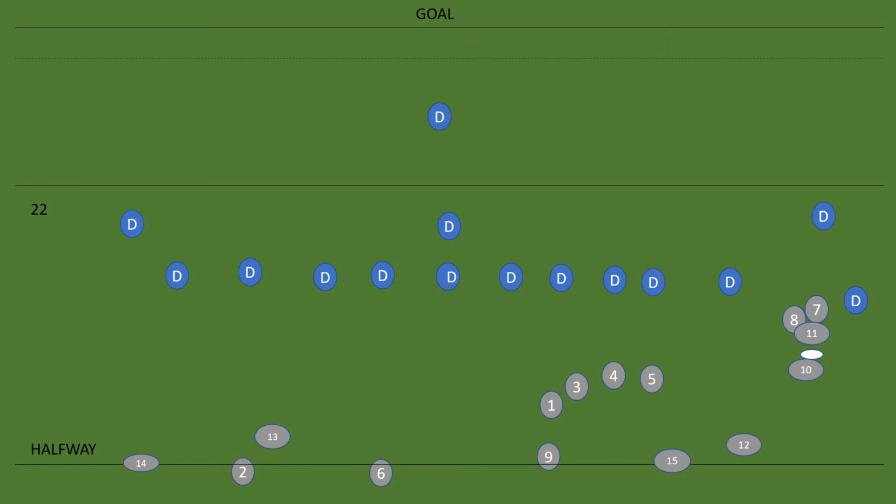We've got to start getting our eyes up, our 9 and our 10, and recognizing when we can reverse the ball, when the defense has over pursued and we can reverse the ball. Here's one of those scenarios.